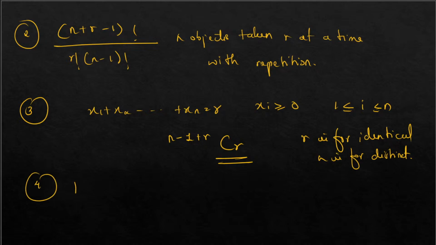Fourth one is A union B equals A plus B minus A intersection B. Alright everyone, so just note this.